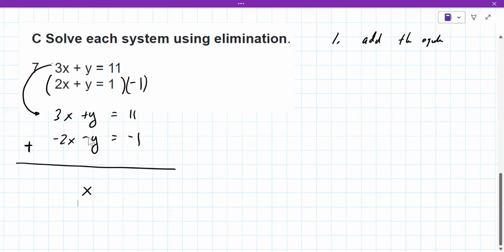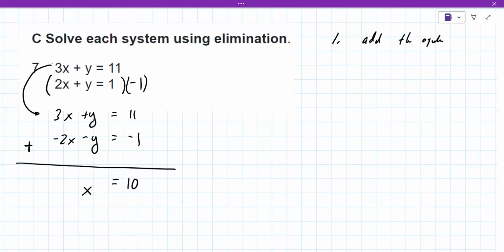And you notice I wrote it over here because the y's cancel. That's the whole point of elimination, is one of the variables will cancel. And you do want to look out for that. If they don't cancel, well, you made a mistake, because that's the whole point of doing it, is for it to cancel. So we got x equals 10.